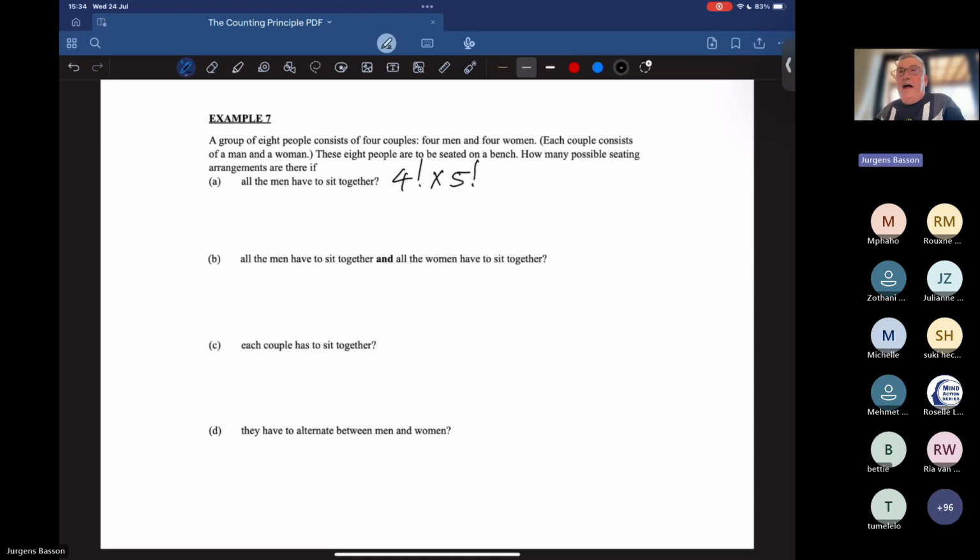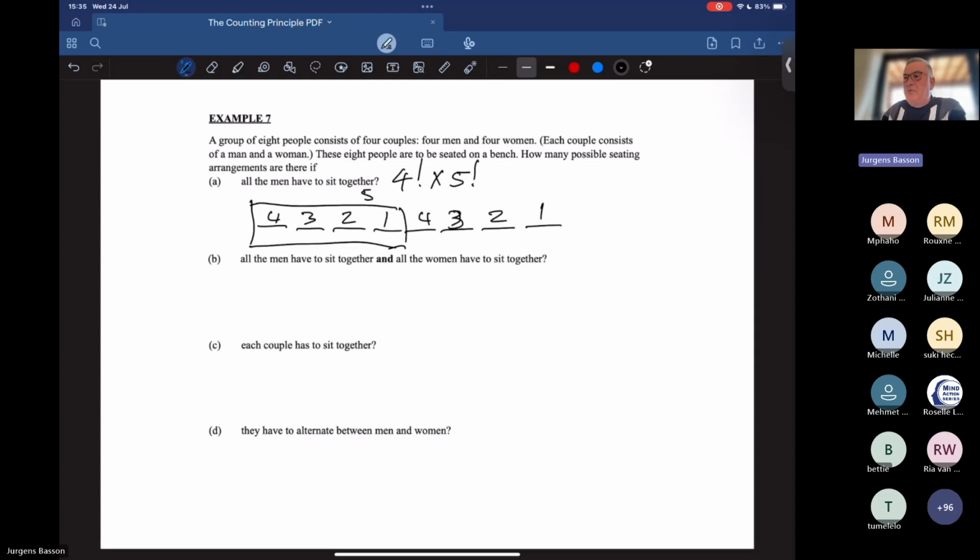So the answer for this question then will be 4 factorial times 5 factorial. Now again, what we can do is we can draw our lines 4, 5, 6, 7, 8. And we say, let's say this represents the 4 men. Then we have 4, 3, 2, and 1, which is the 4 factorial. And now we have still the 4 women plus the group of men, which is then 5, 4, 3, 2, 1. And that gives you the 5 factorial. And they must just work it out.